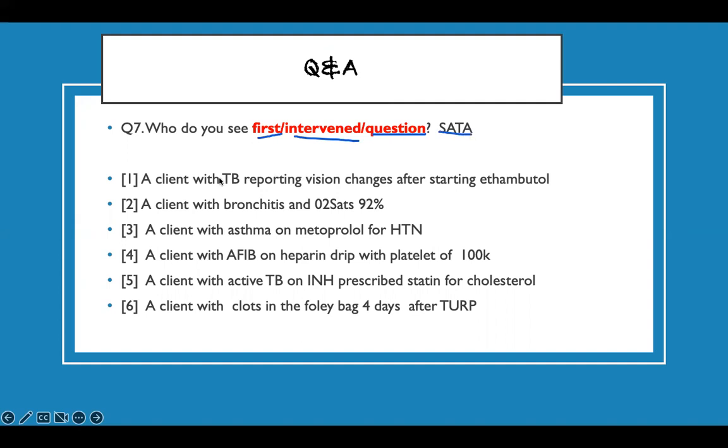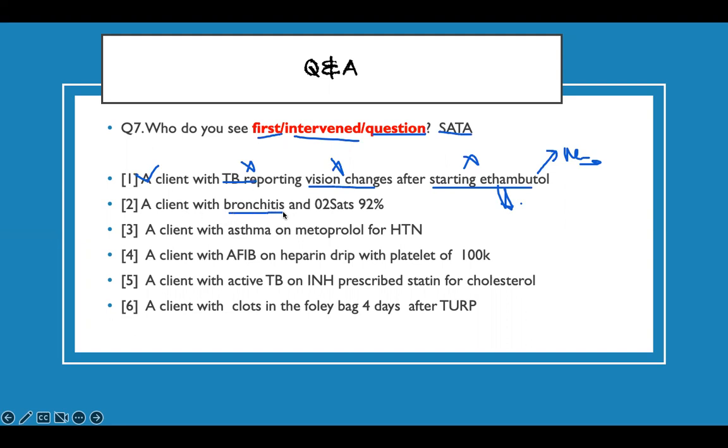SATA form. A client with TB reporting vision change after starting ethambutol. TB, what are the buzzwords? TB, vision, and ethambutol. Put it together. Does it make sense? Yes. TB patient, they put them on ethambutol. One of the side effects of this inhibitor is vision changes. This is not good. You have to let them see a doctor. That's why we schedule these people for an ophthalmology appointment before they start developing problems. So you have to intervene. I need to intervene with this one.